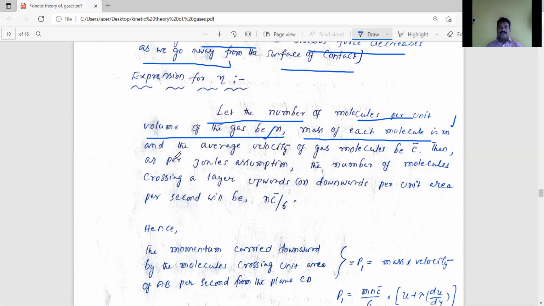m. Next, and the average velocity of the gas molecules is c1.